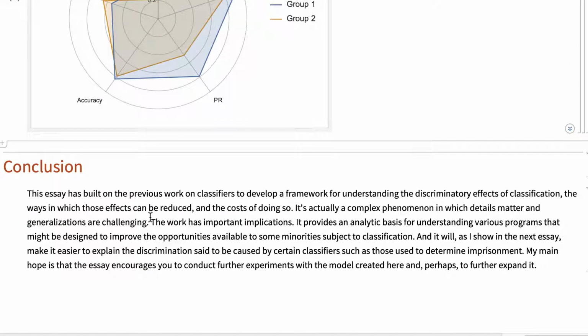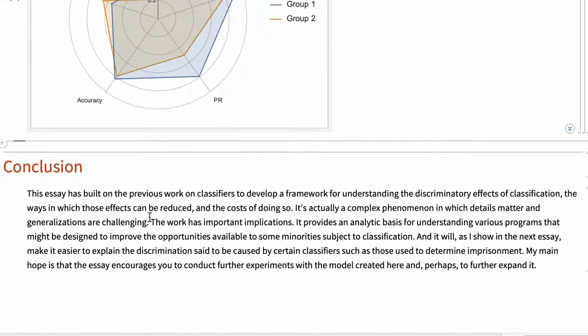And you will be pleased to know that the full-length feature film is now over. What we did here, though, is I built on the previous work on classifiers to develop a framework for understanding the discriminatory effects of classification, the ways in which those effects can be reduced, and the cost of doing so. And I would just caution people working in this field that it's actually a complex phenomenon in which details matter, like, is the threshold curve the same? Is the incidence the same? And generalizations are somewhat challenging.